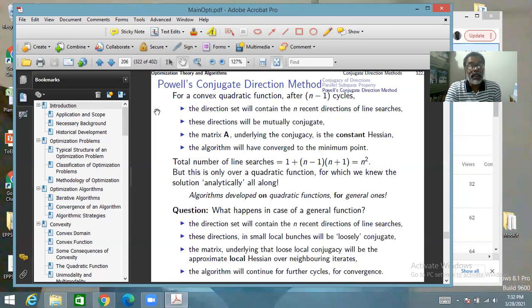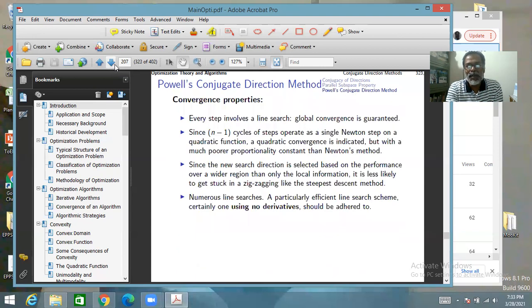And this is a very good method in a way because it uses only function values, no derivatives. And if the function happens to be differentiable, then it gets all the advantages of the gradient being orthogonal to the subspace span and so on. Otherwise, those advantages are loose and approximate, as best as would be in any method for functions which are not differentiable.